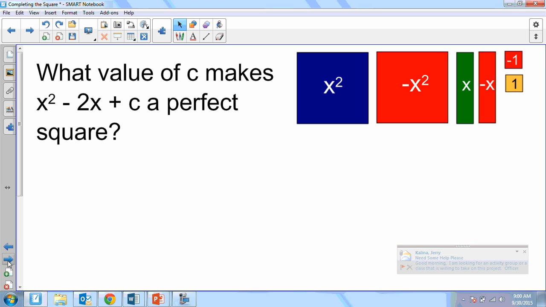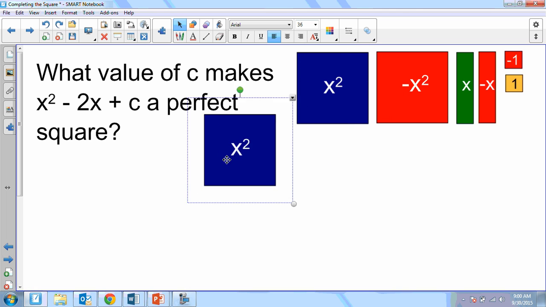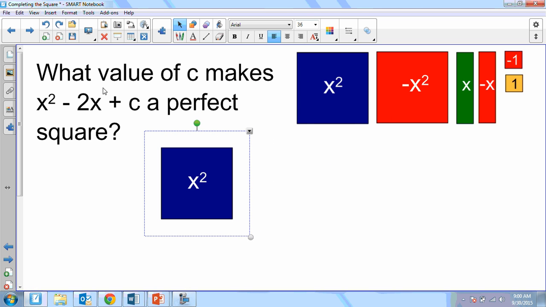That was mine. Okay, so now you're doing the next one. X squared minus 2x plus c. What c are we going to need to add to make that a perfect square? So start out with your x squared box again. And this time, instead of 4 of the green tiles, what do we need in order to have negative 2x? 2 of the little red x tiles.